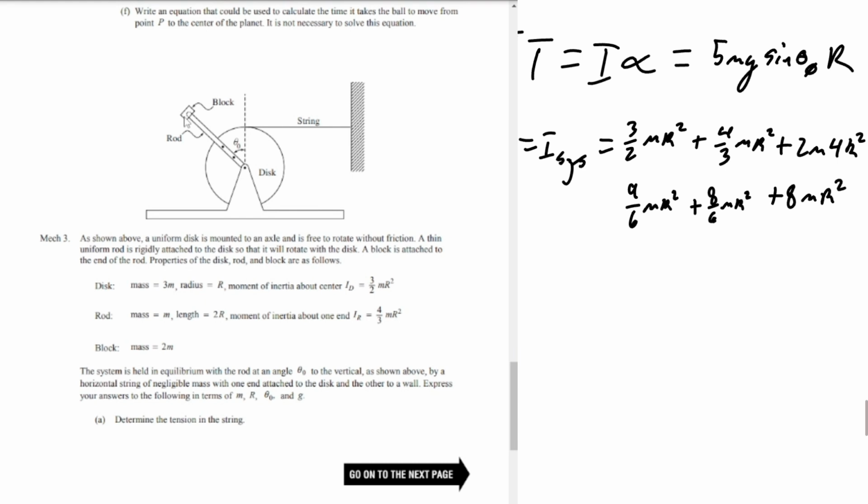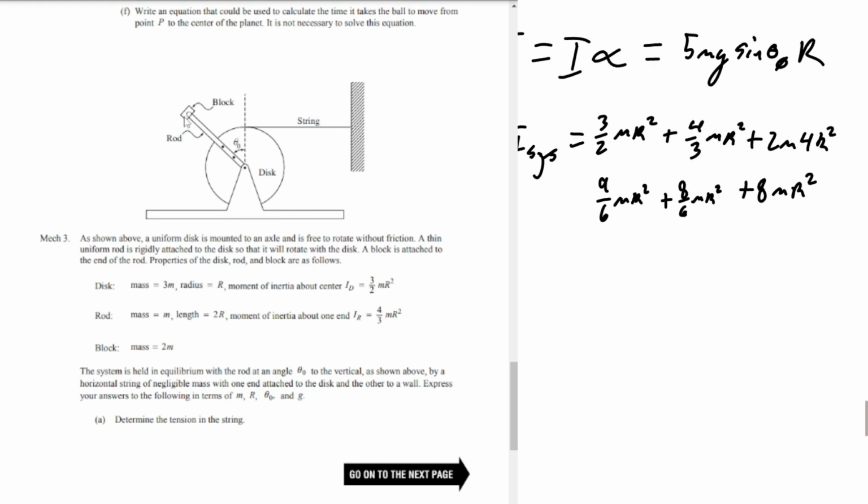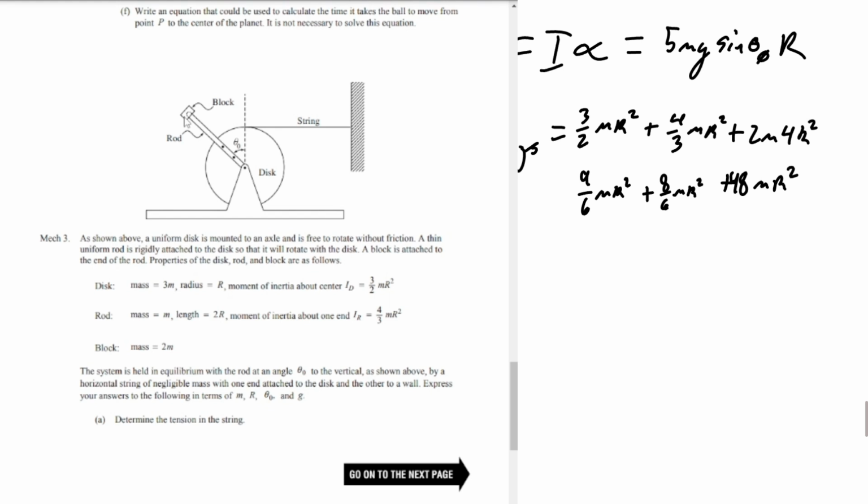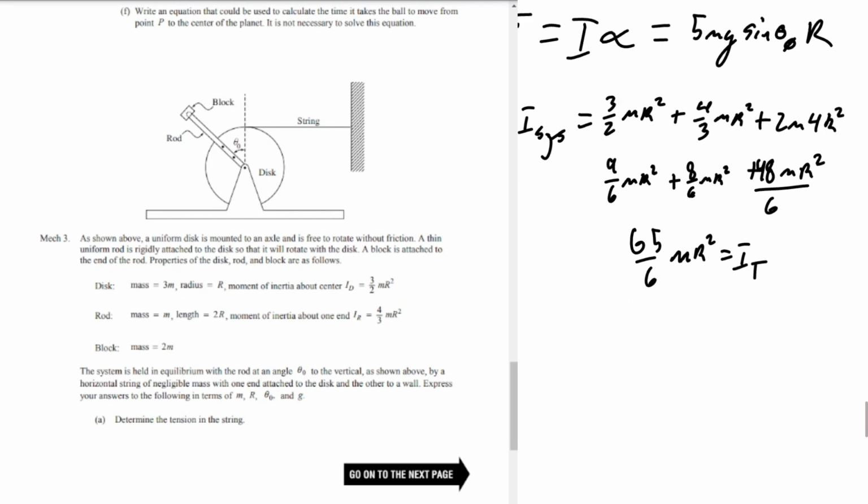6mr squared plus, what's 8? We'll say 48 over 6mr squared. Now we add all of these numbers up in Desmos because I don't like doing addition. 65. So 65 over 6mr squared equals I total.